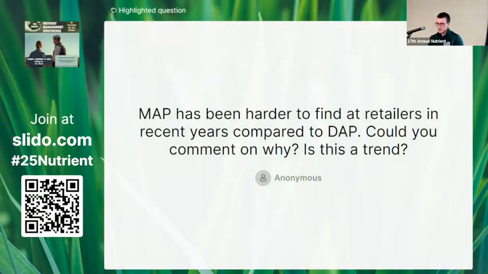Okay. MAP has been harder to find at retailers in recent years compared to DAP. Could you comment on why this is a trend? So I don't work in our supply chain group. If they were here, they might have an answer for the global trade flows. I do know that the global availability of phosphate and the supply and demand balances in the last few years have become challenging. That's driven up the price of phosphate relative to other fertilizers.